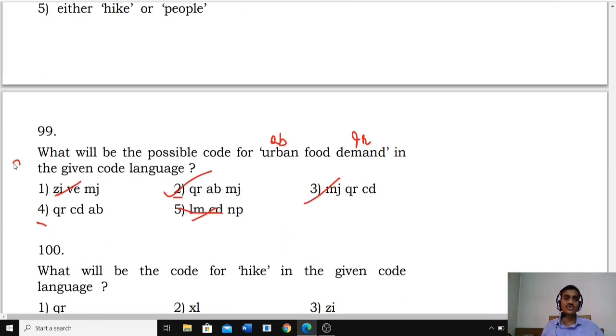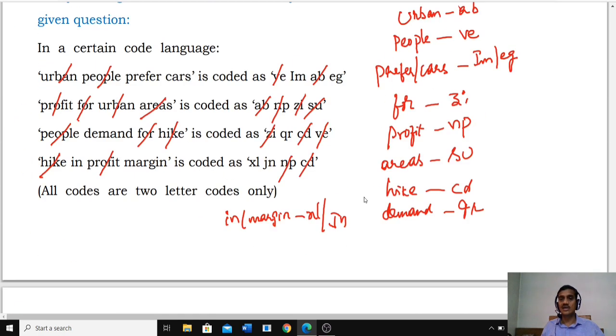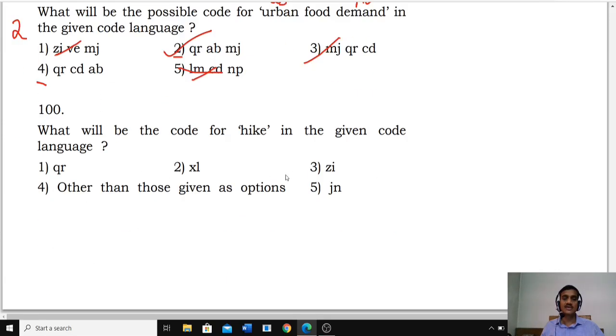Hence, what is your answer? Choice 2. 99. What will be the code for hike? Hike code is CD. Yes, CD is the code to the word hike. Other than the options given, choice 4 is the answer.